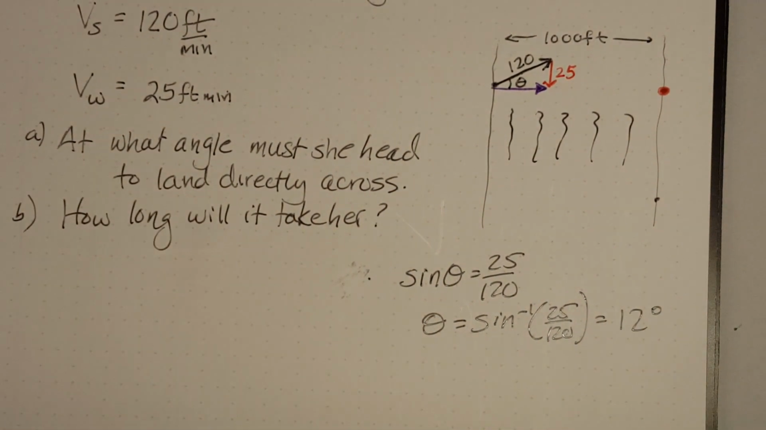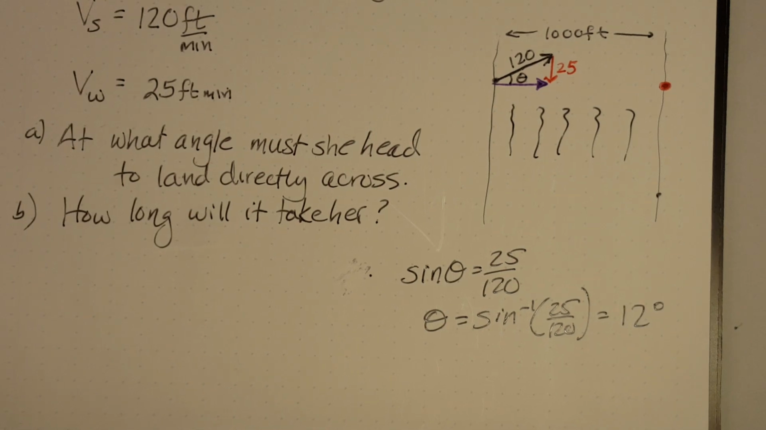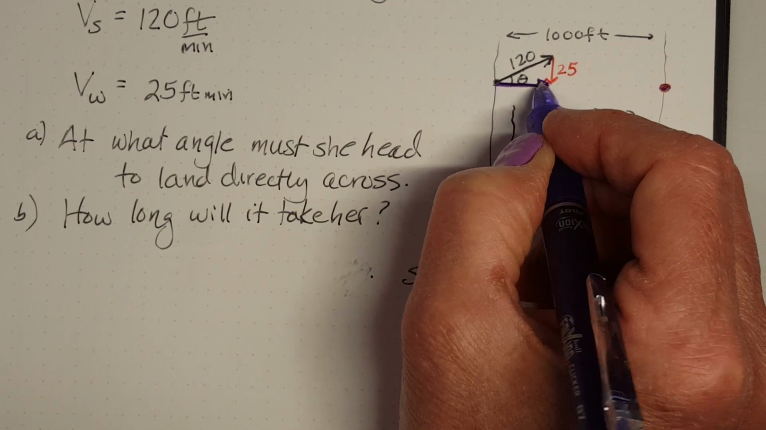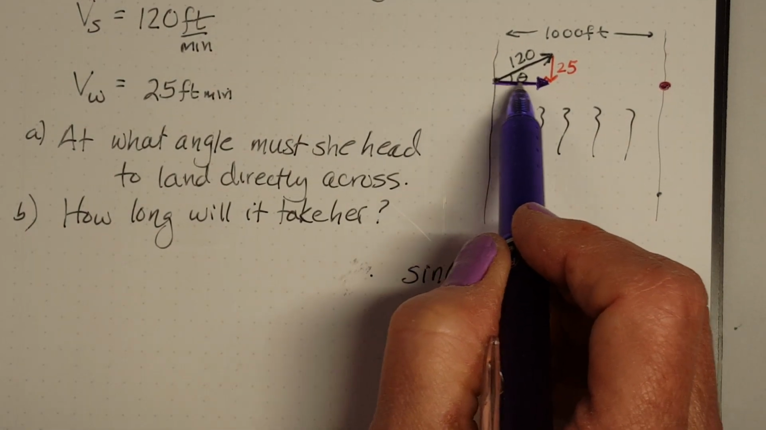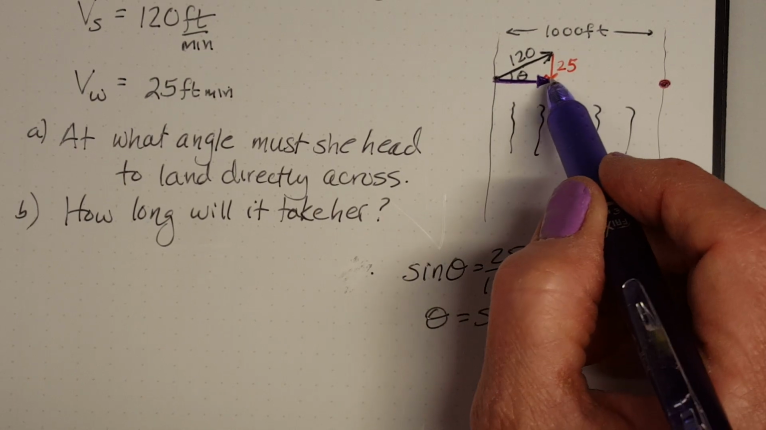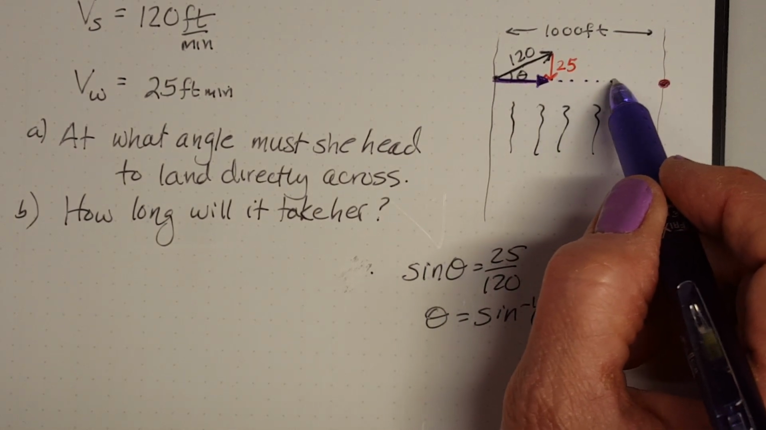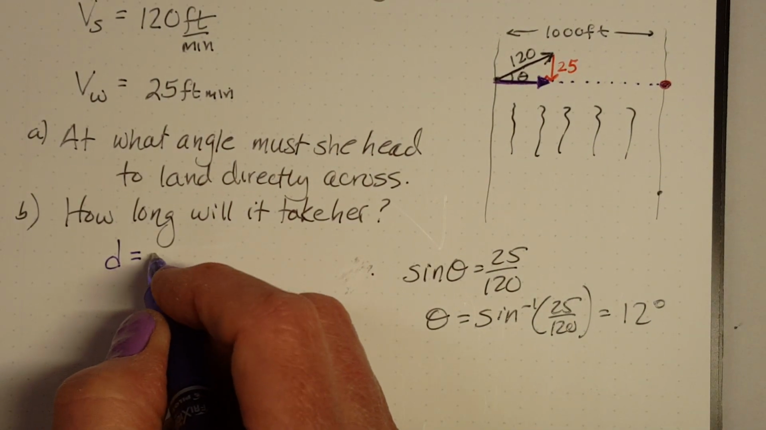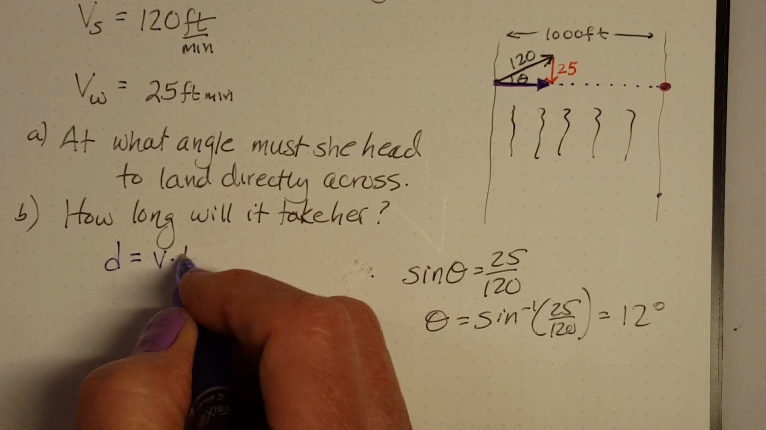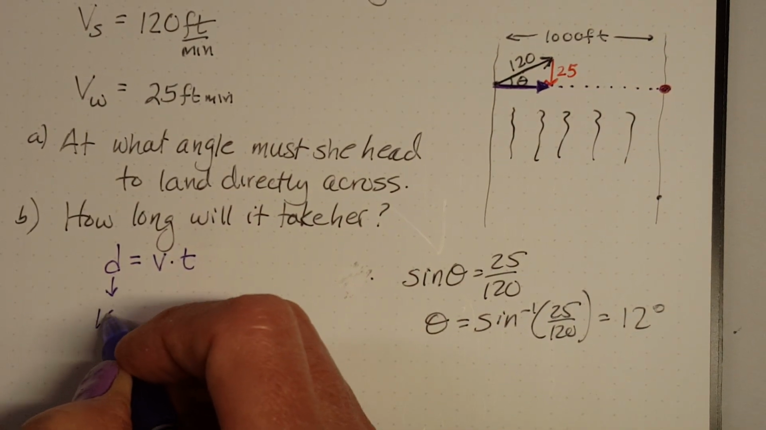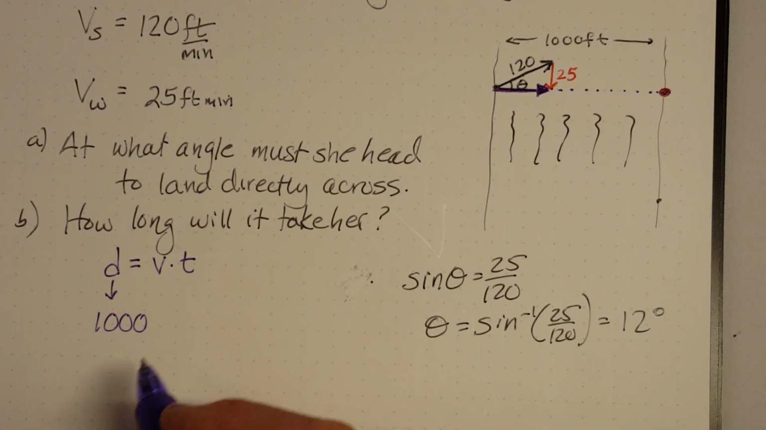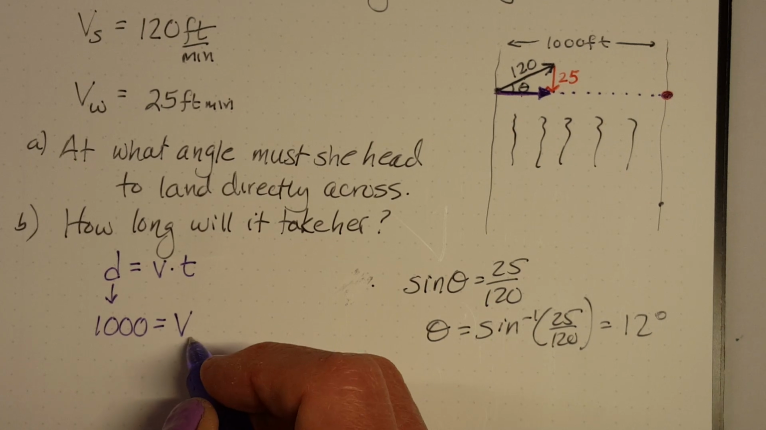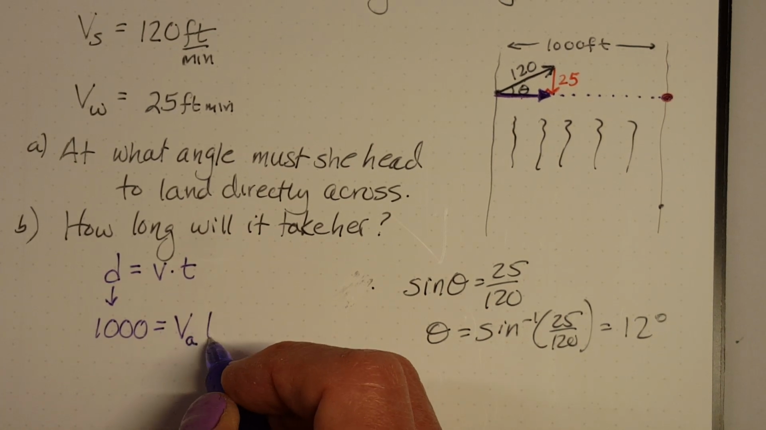Now part B, how long does it take her to cross the river? Well, when she lands here, this part of her, that resultant vector, that's going to be the velocity that gets her across the 1,000 feet. So we know that the distance she swims is equal to the velocity times the time, and the distance is 1,000 when her velocity is this resultant velocity. So we'll call that V across, VA, times the time.